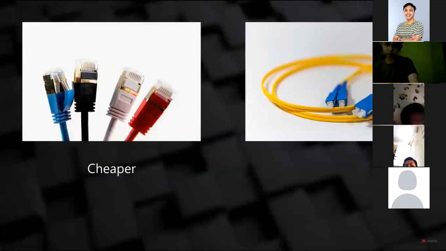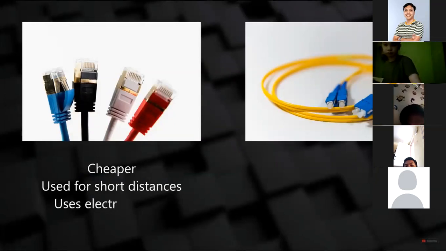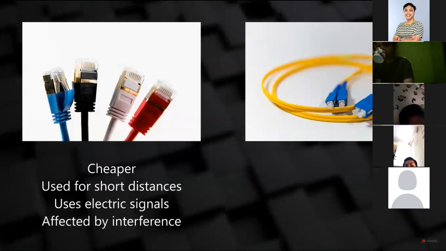Copper cables are usually cheaper and are very common for short distances. Data is sent over copper cables using electrical signals. This means that they can be affected by outside interference. I'll explain why this happens a bit later.